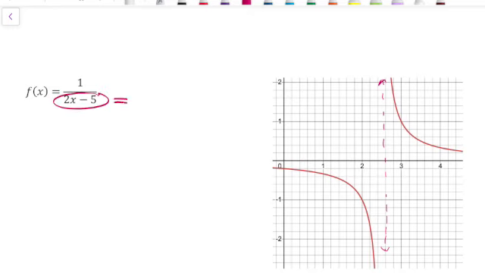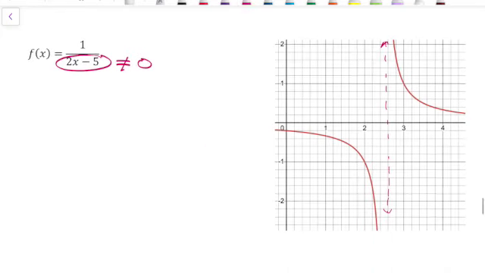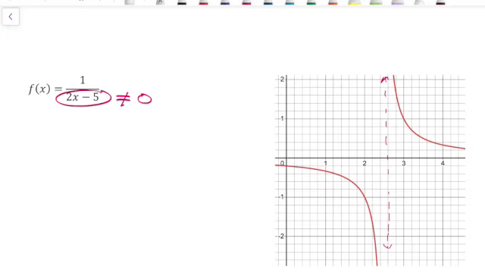We know that this bottom part cannot equal 0. The whole 2x minus 5 cannot equal 0. Now a lot of people jump to, well, x can't be 0. Well, that's not really true because you would have 1 over 2 times 0 minus 5. You'd have 1 over negative 5. That's fine, right? So I'm going to erase that. Don't write that down because that was an incorrect way of thinking about it. Okay, so make sure you understand that 2x minus 5 is the part that can't be 0, the whole thing.